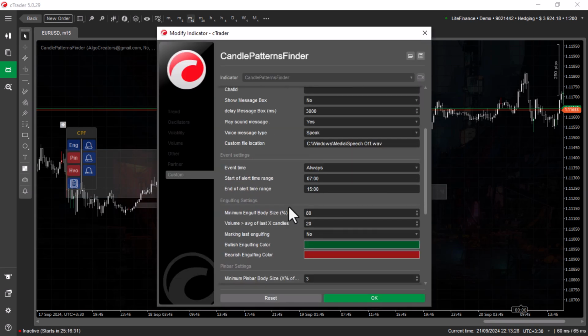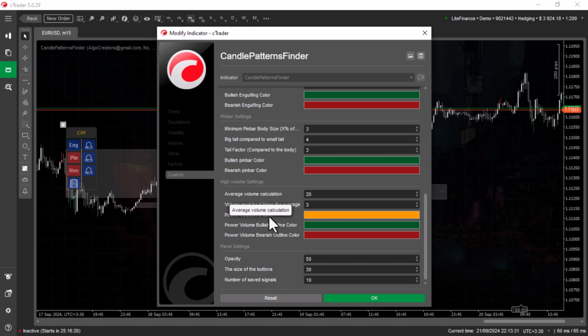In the volume section, two options are available for filtering high-volume candles. 1. Average volume calculation. This option defines the number of previous candles to consider when calculating the average volume. 2. Volume factor. This setting determines how much larger the volume of a candle should be compared to the average of previous candles. Candles with volumes twice as large as the average of the previous 20 candles will be detected as high-volume candles. There are also options to configure the colors for these candles.